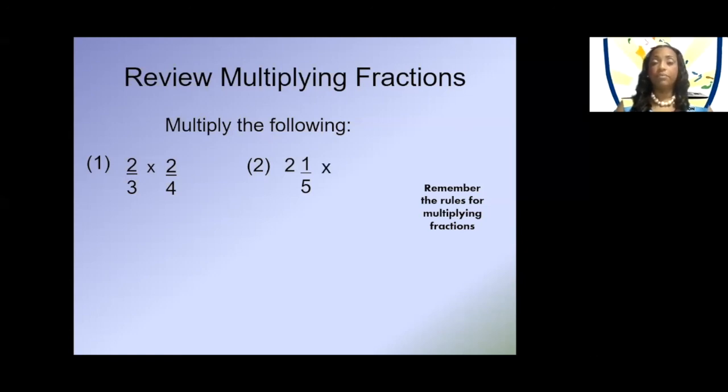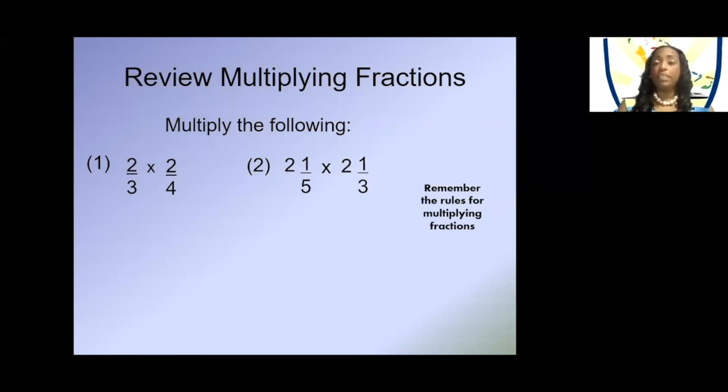Secondly, we have 2 1/5 multiplied by 2 1/3. Again, remember the rules for multiplying fractions. Good. Remember that when you are multiplying fractions where you have a whole number attached, it's called a mixed fraction.